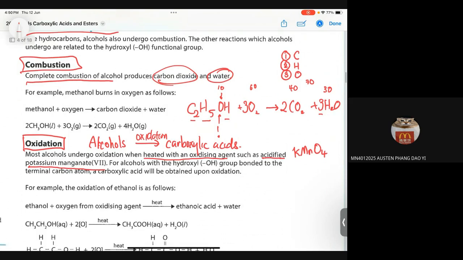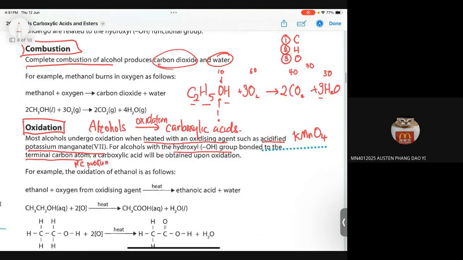Do take note, for this oxidation to occur, the alcohol's hydroxyl group must be bonded to the terminal carbon, which means it must be on the first carbon position. What do I mean by that? For example, if I have 3 carbons, the OH cannot be here. The OH must either be here or over here. It must be at the first or last carbon. That's what they mean by the terminal carbon.